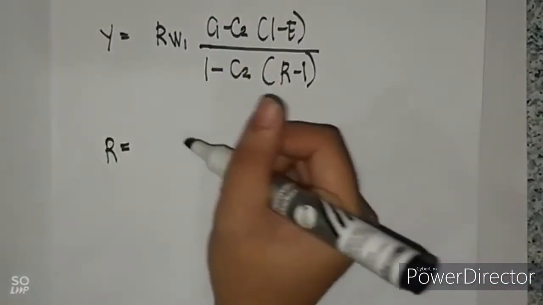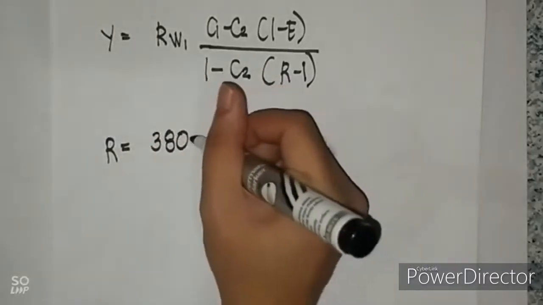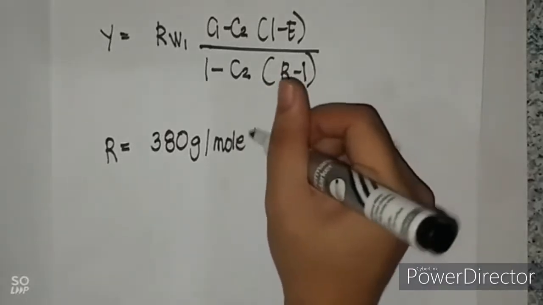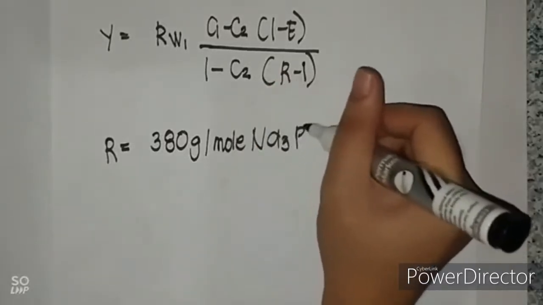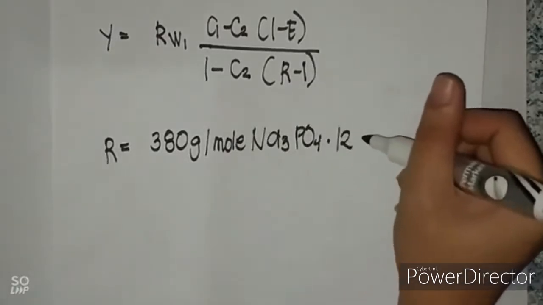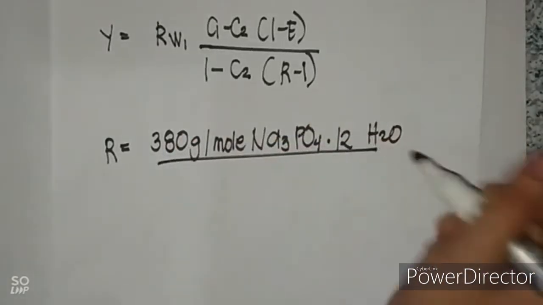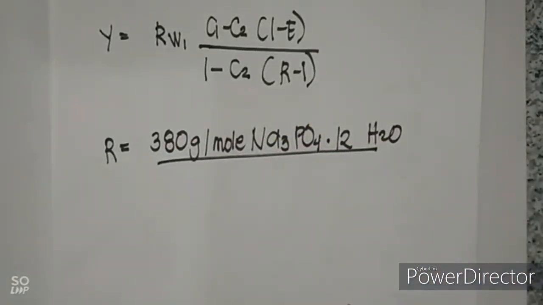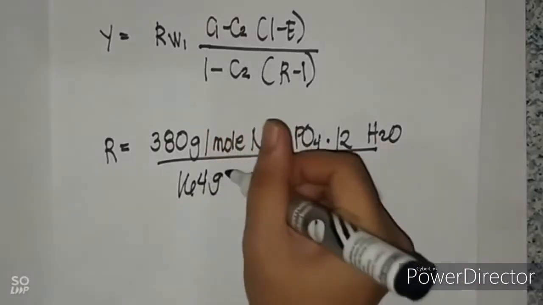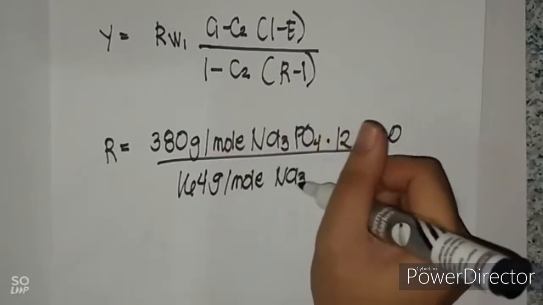In which R is the ratio of molecular mass of hydrate over the molecular mass of anhydrous salt. So that would be 380 grams per mole of sodium phosphate, the decahydrate, and that's over the 164 grams per mole of sodium phosphate, which is the anhydrous one.